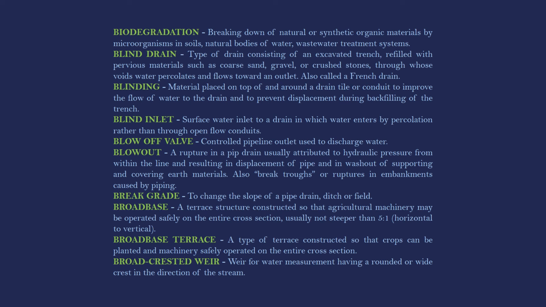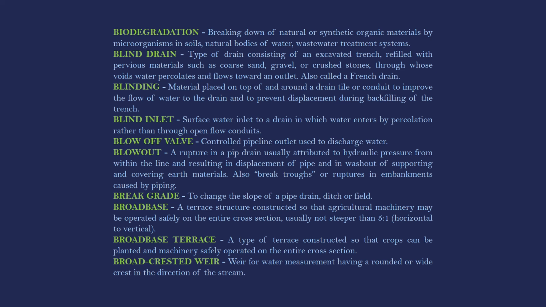Blind drain. Type of drain consisting of an excavated trench, refilled with pervious materials such as coarse sand, gravel, or crushed stones, through whose voids water percolates and flows toward an outlet. Also called a French drain. Blinding. Material placed on top of and around a drain tile or conduit to improve the flow of water to the drain and to prevent displacement during backfilling of the trench. Blind inlet. Surface water inlet to a drain in which water enters by percolation rather than through open flow conduits.